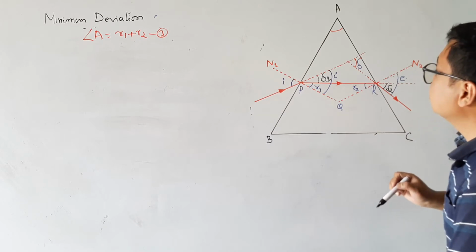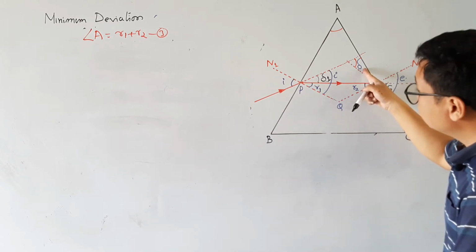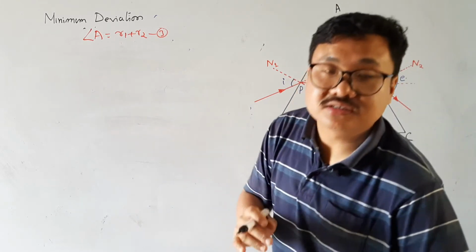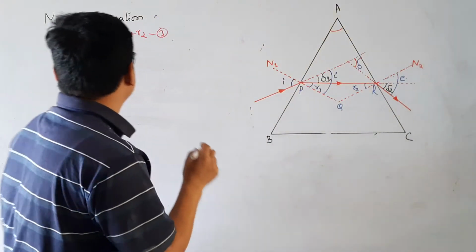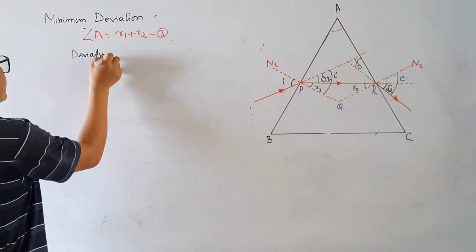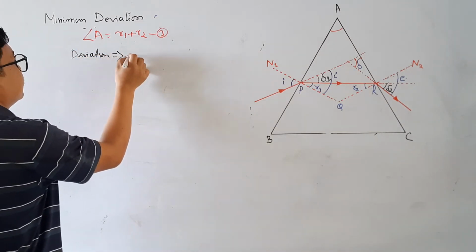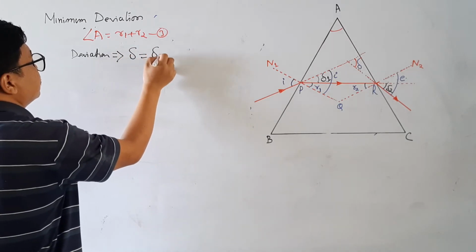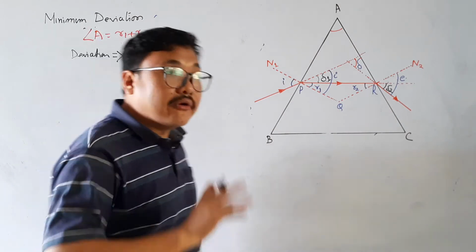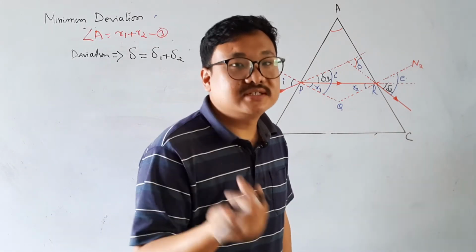Now how much will be the deviation delta? This should be equal to delta 1 plus delta 2, because there are deviations 2 times, right? So the deviation delta is equal to delta 1 plus delta 2. This is very sure. Now how much is delta 1 and how much is delta 2?